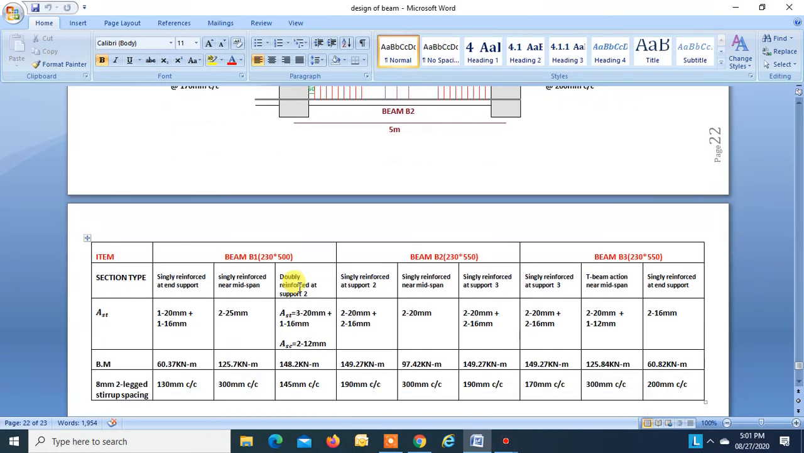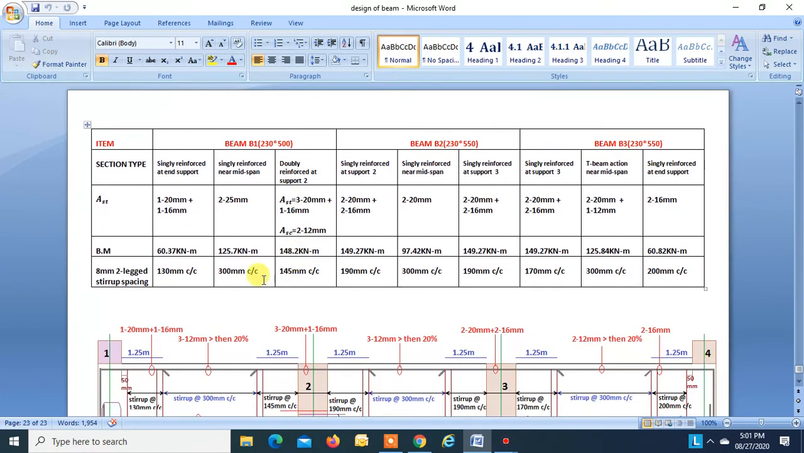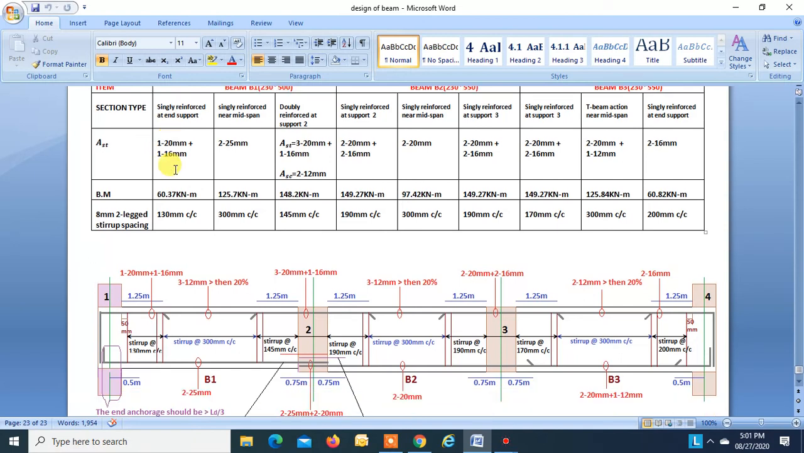Okay, now coming to the summary. This is a summary of the whole problem. Beam B1 is 230 by 500, beam B2 is 230 by 550, beam B3 is 230 by 550. Over here in B1, we have taken the section as singly reinforced. Over here singly reinforced. Over here we have taken a doubly reinforced section. Then singly reinforced at the next several places, and over here a T beam action. Over here singly reinforced.